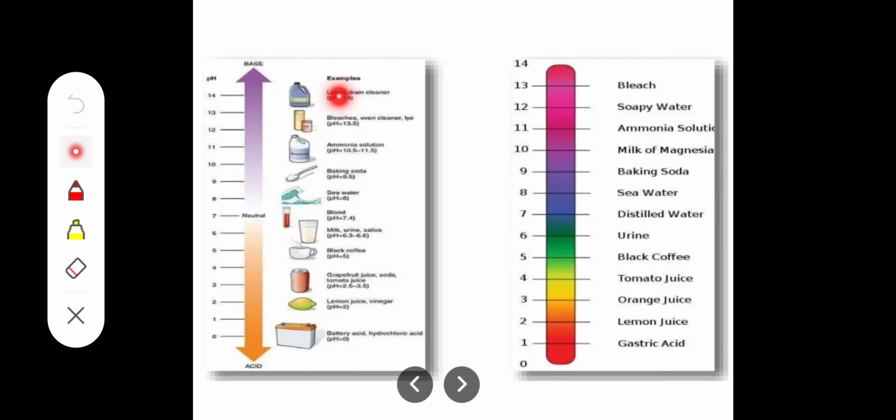Here is the pH scale, which will make clear what is acid, base and neutral, right? When we talk about it, the scale goes from 0 to 14. 7 is the pH of distilled water, which is called neutral. Here you can see 7 indicating neutral, right?